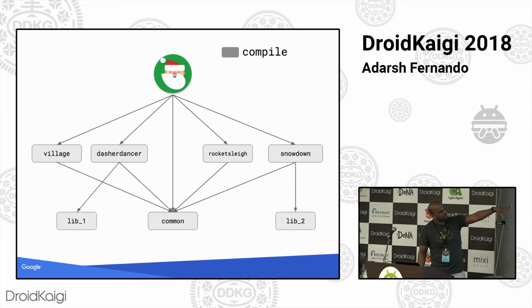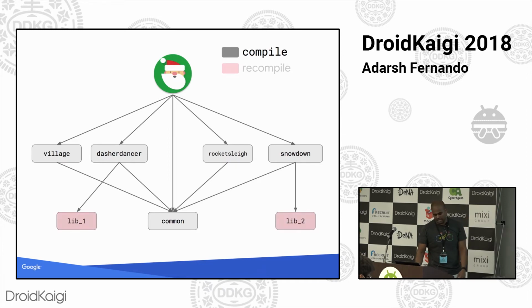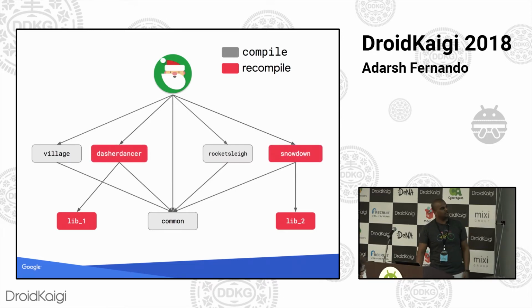But it gets a little more complicated than that, right? So each of those libraries will probably have dependencies of their own, and you can imagine this keeps on going. Like if you've modularized your app, you'll have more dependencies. Even lib1, lib2 will have their own dependencies. So lib1, lib2 are local libraries, and let's say you've made an API change. So a change to a public method that Dasher, Dancer and Snowdown access. So of course Gradle has to recompile lib1 and lib2, right? That makes sense. And because Dasher and Dancer and Snowdown access those public APIs, they're going to be recompiled as well.